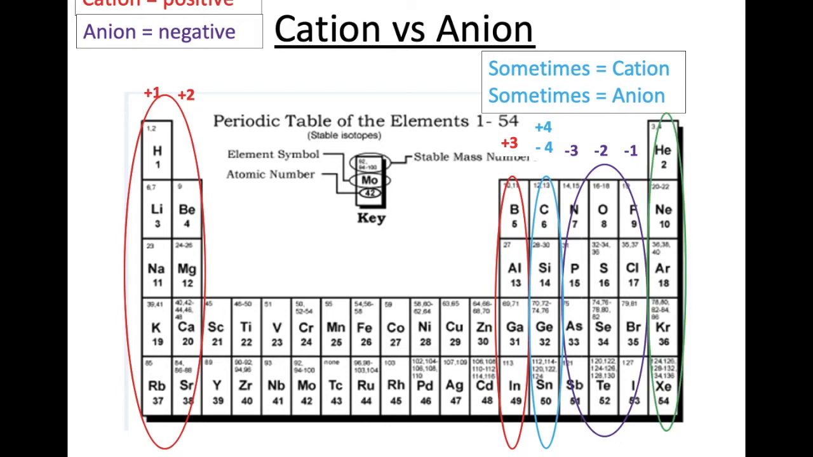This last group, our noble gases, is never going to have a charge. It's not going to be a cation or an anion because it equals the rule of 8 and it's always happy and it doesn't need to steal or give away any electrons.